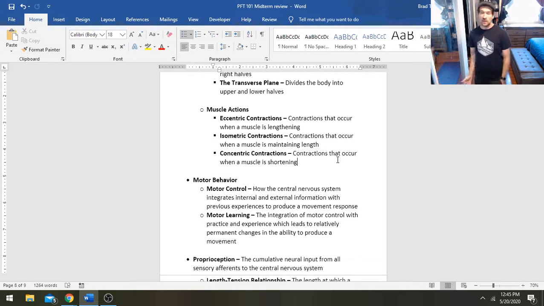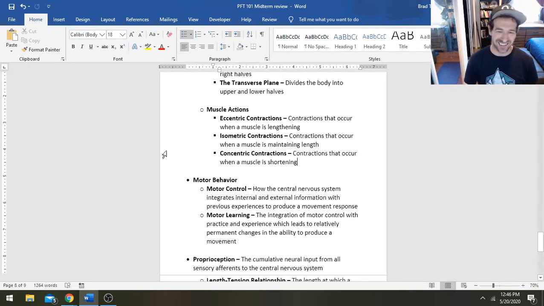Now, isometric contractions are sort of in the middle. They're there when you are holding a position. So if there's no change in muscle length and it's just stabilizing and you're staying in one spot, that's an isometric contraction. You're probably using your abdominals isometrically right now to stabilize your body as you sit upright. Unless you're slouched in a chair right now.